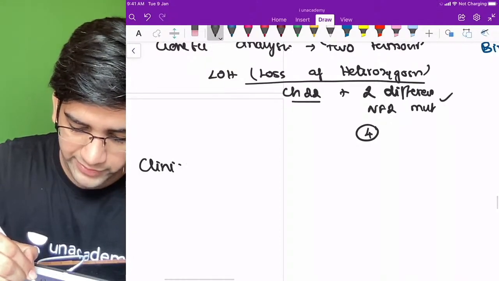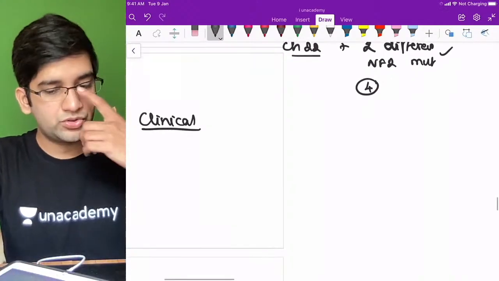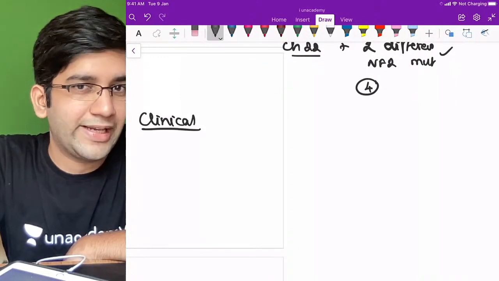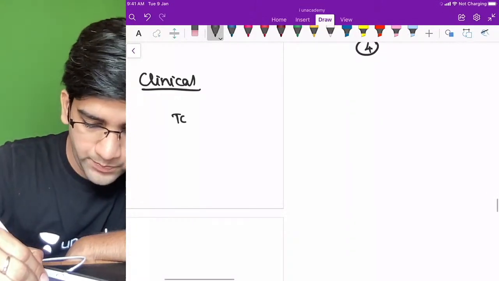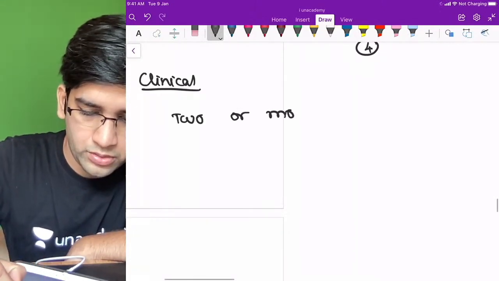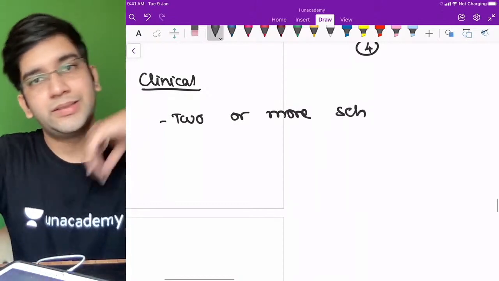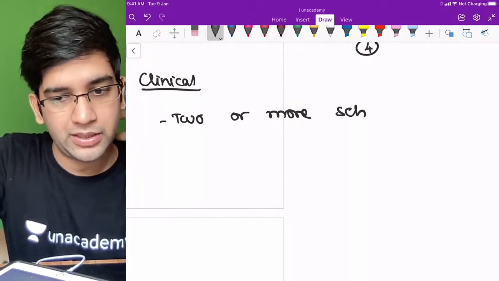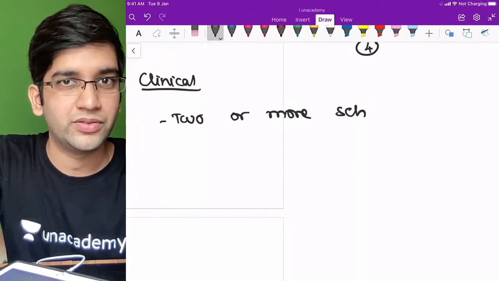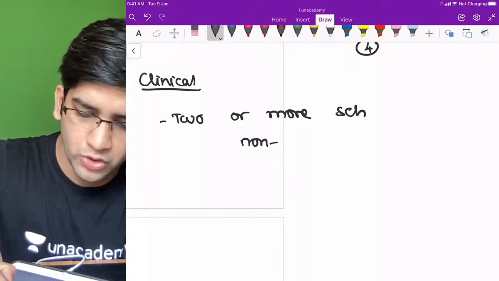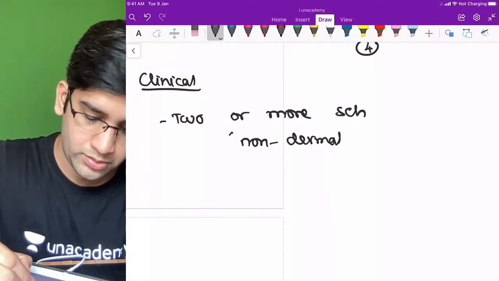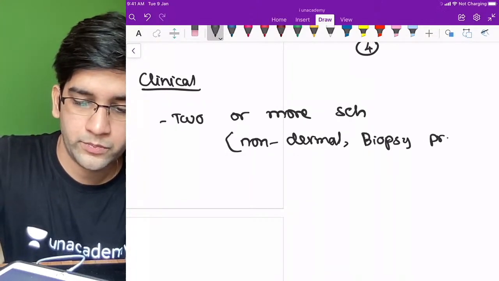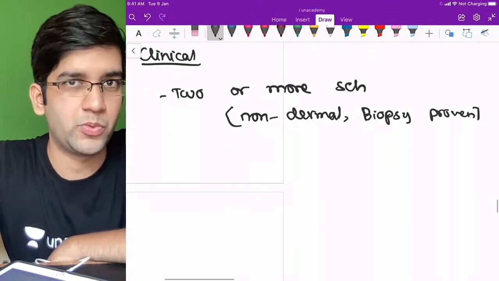When I come to clinical diagnostic criteria, clinical includes, if I'm not able to get a molecular genetic testing done, what can I do? Again, I should have 2 or more schwannomas. Okay. The criteria is very specific that 2 or more schwannomas, in that it should be non-dermal. I cannot have a dermal schwannoma. It should be in the central nervous system, right? It's non-dermal schwannomas or in a deep organ. And it should be biopsy proven. At least one should be biopsy proven amongst that.